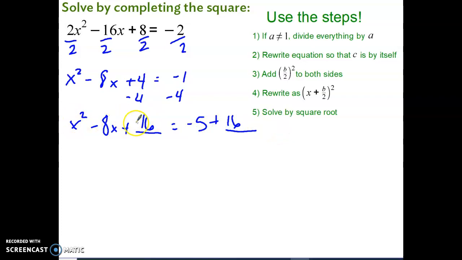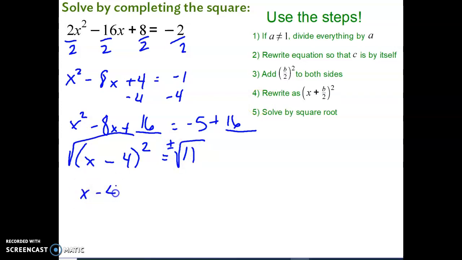All right, now I'm going to rewrite the left-hand side using this. So I've got x. Now this says plus b over 2, but think about what b is in this case. B is -8. So if I add -8 over 2, adding a negative is the same thing as subtracting. All right, and 8 over 2 is 4, and that's going to be squared, because remember this is a perfect square trinomial, so we're just writing it in factored form. All right, -5 plus 16 is 11, simplifying that side. And now step 5 says to solve this by square root. So I'm going to take the square root of both sides. Remember to write your plus and minus.